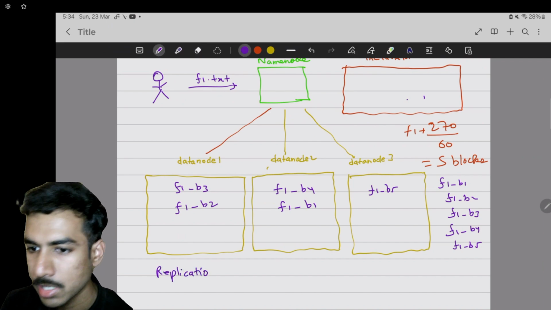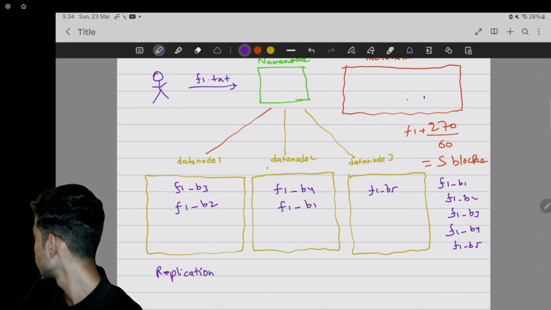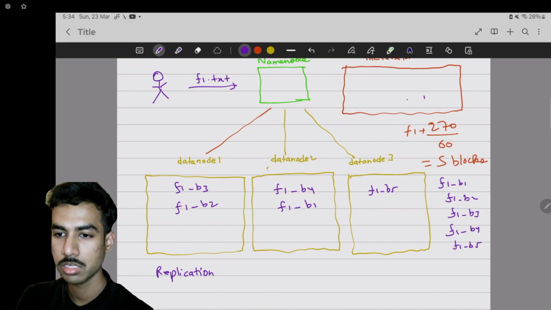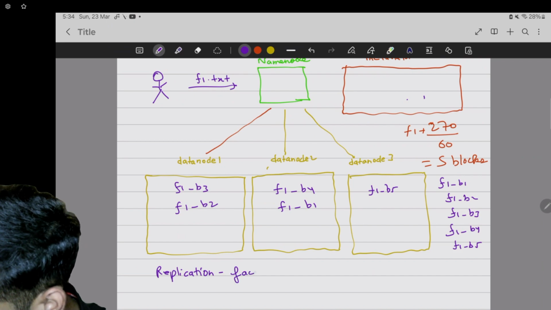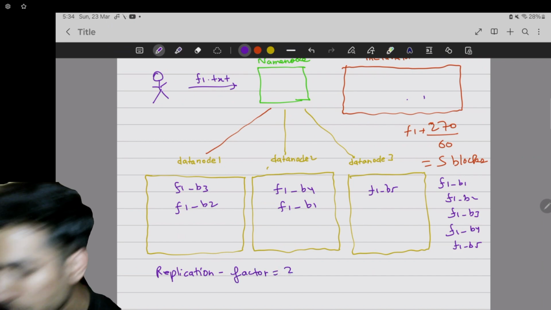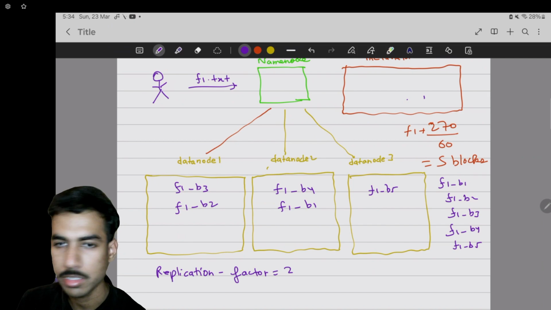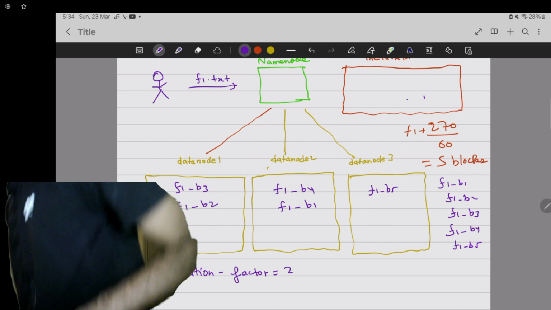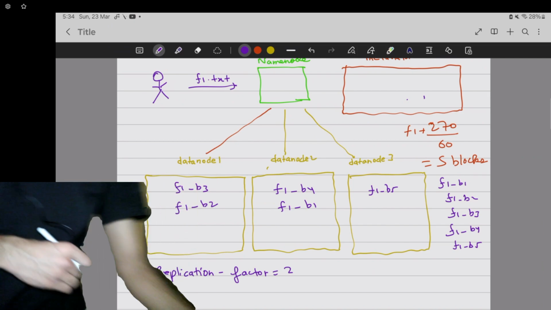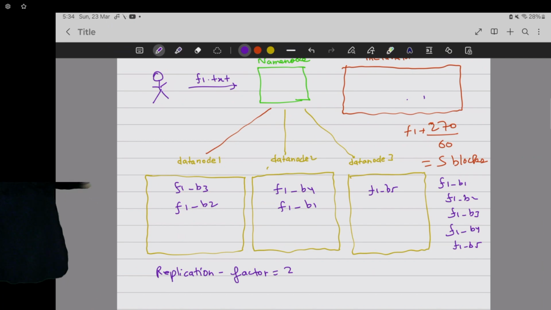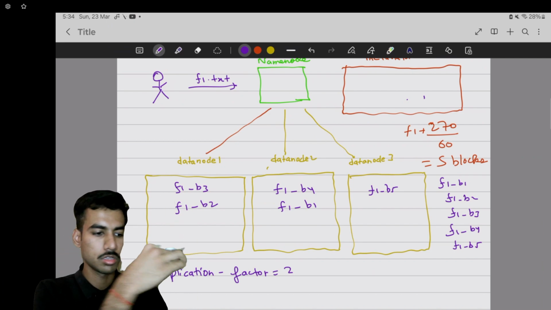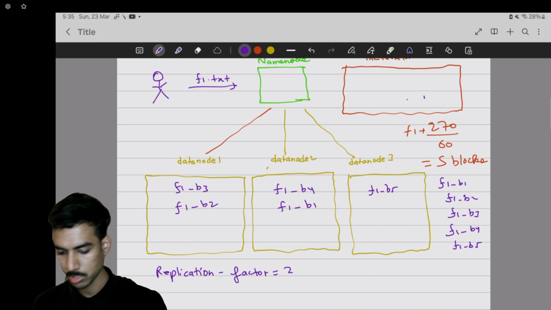Now name node is saying that you should keep the replication factor. So the replication factor now here is two. Let me just close the door. Yeah, now we are better off. Okay, it won't take much time to explain.